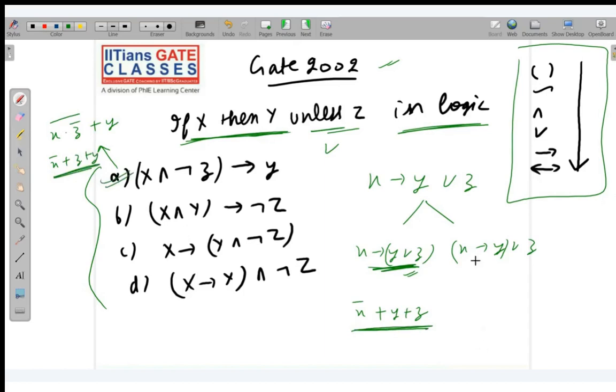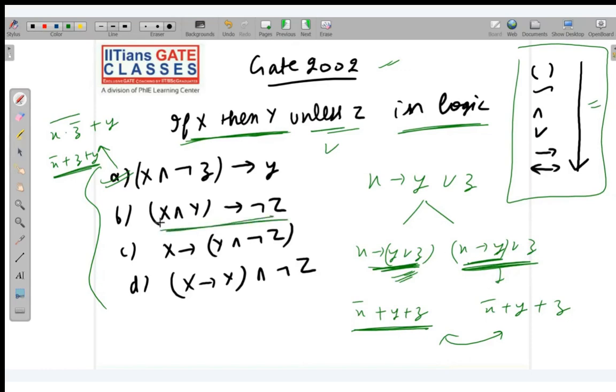I hope I have made the point clear. Similarly, if you try to expand it, what will you get? X bar plus Y, and then plus Z. By chance, they are getting equal. Sometimes they may not be equal, so you have to remember this precedence rule. Bracket has the highest precedence, then not, then and, or, implication, double implication. Implication has less precedence than or. So better you follow this. By chance they are getting the same answer, but sometimes they may not.